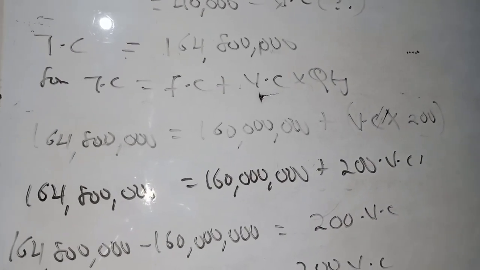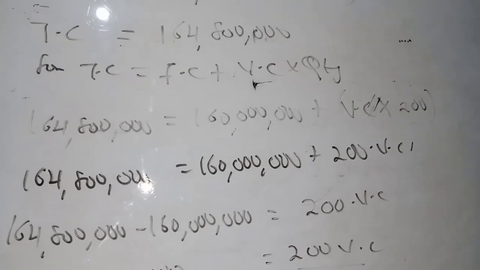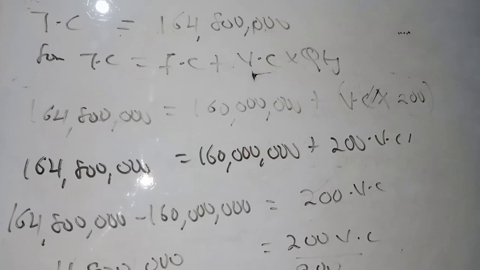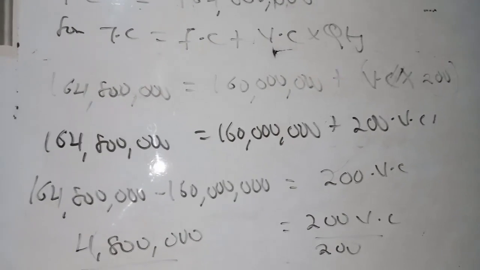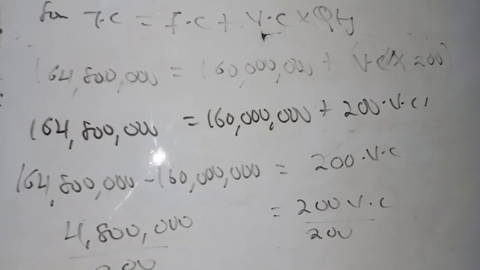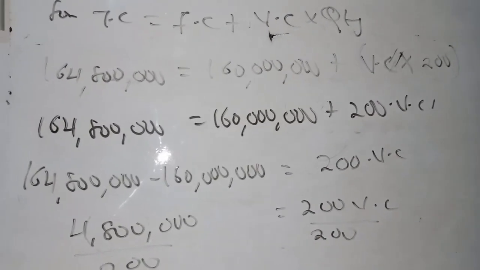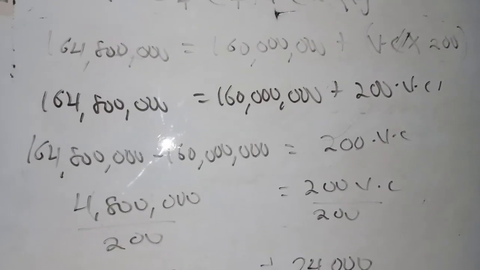So from the total cost of 164,800,000 and my fixed cost of 160 millions, I don't have the variable cost, but I know the quantity is 200. I can make an equation and solve it. I'll bring 160 millions this side. That means I'll subtract 160 millions from 164,800,000, equaling 200 VC.